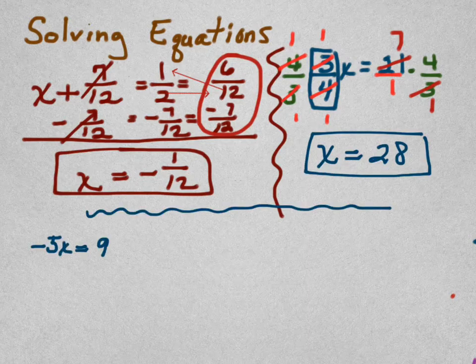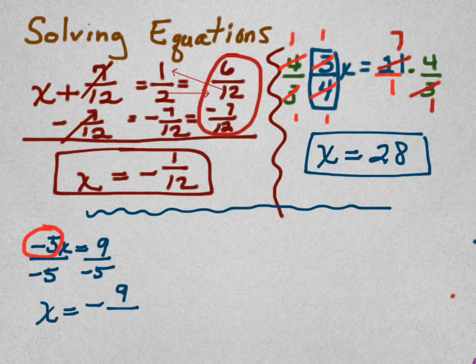The next one is minus 5x equals 9. If I want to get the x by itself, I have to divide by negative 5. If I divide by positive 5, I'm going to have another step to get rid of that negative in front of the x. So if I divide both sides by negative 5, I have x equals negative 9 over 5.